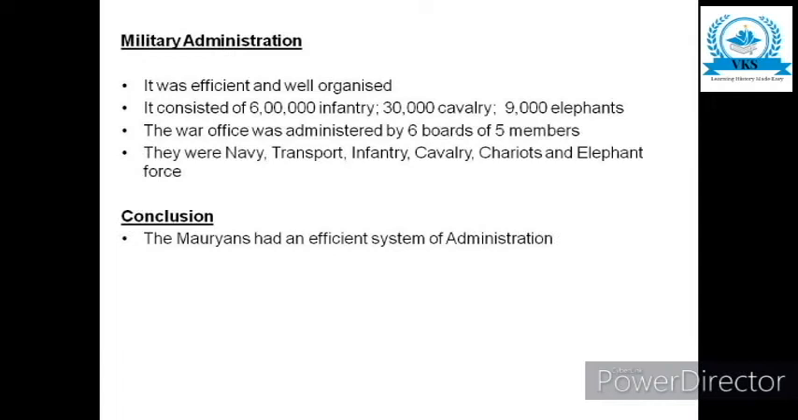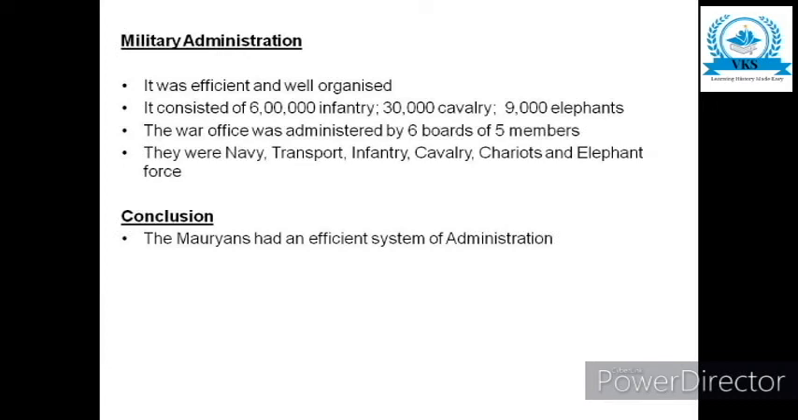So the war office was administered by 6 boards with 5 members. They were navy, transport, infantry, cavalry, chariots, and elephant force. So that was military administration. Mauryan military was efficient and well organized. It consisted of 6 lakh infantry, 30,000 cavalry, 9,000 elephants. The war office was administered by 6 boards with 5 members each. They were navy, transport, infantry, cavalry, chariots, and elephant force.